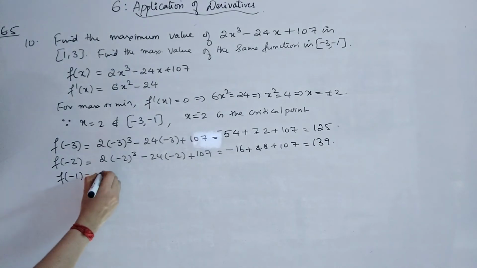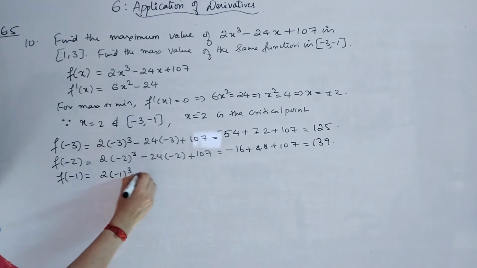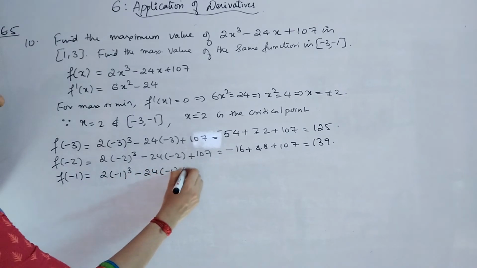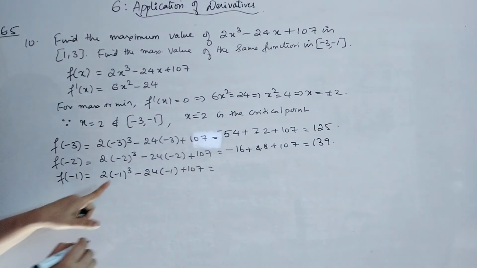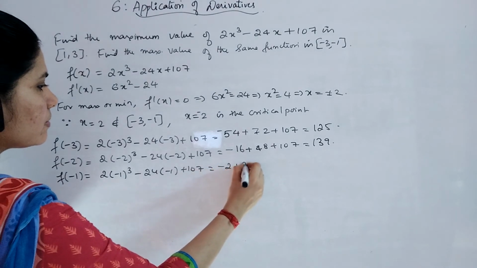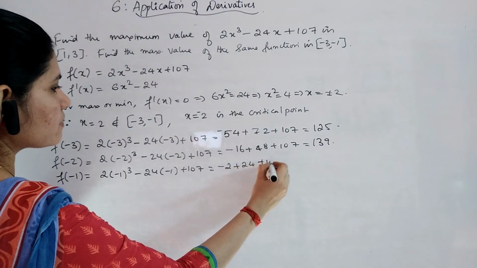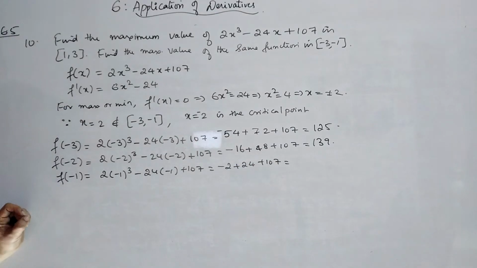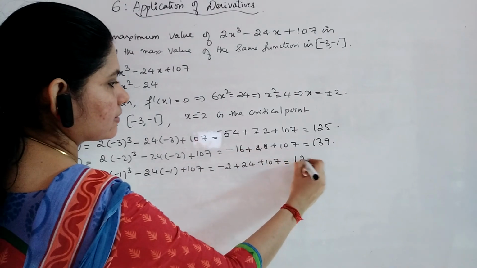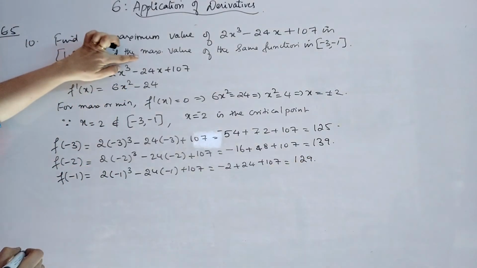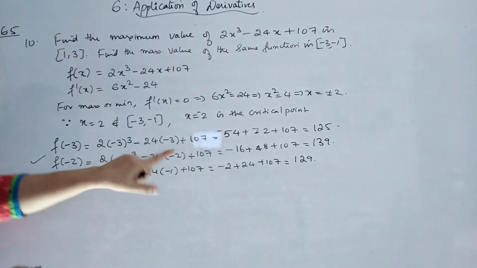F of minus 1 will be 2 into minus 1 the whole cube minus 24 into minus 1 plus 107. So you will get negative 2 plus 24 plus 107. And what is the value? 129. Yes. So the question is find the maximum value. So we will get 139 is the max.